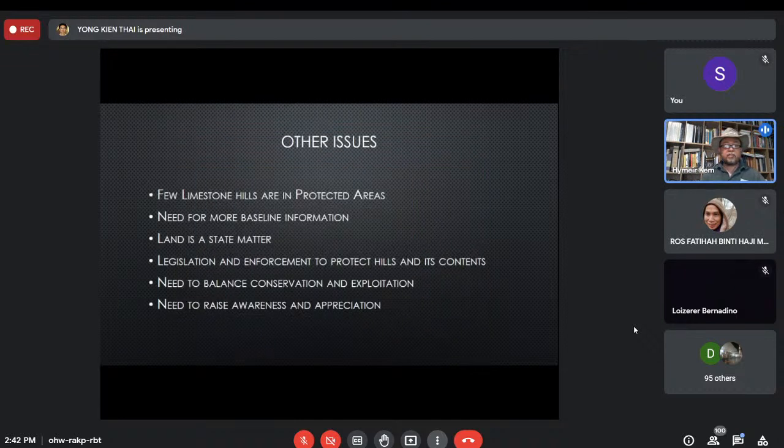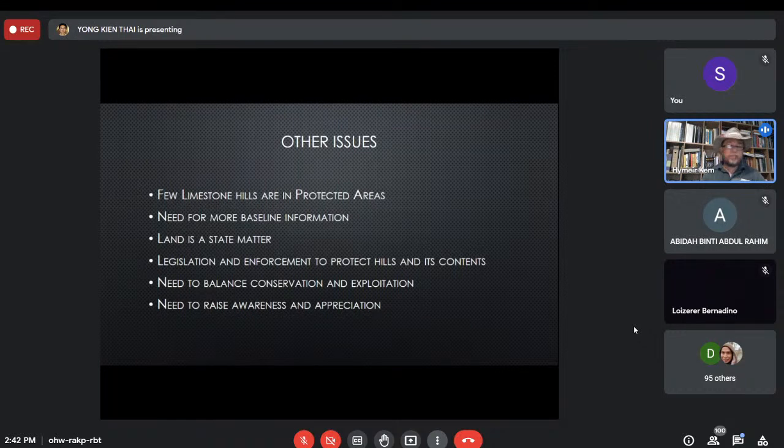Okay, other issues that I just want to mention. I know I'm 29 minutes already. There are very few limestone hills in protected areas. I hope Surin might cover some of these points. Few limestones are in protected areas. There's a need for more baseline information. I think over the years there have been more. I'm going to finish already. I think this is the last 2 slides. Need for more baseline information.